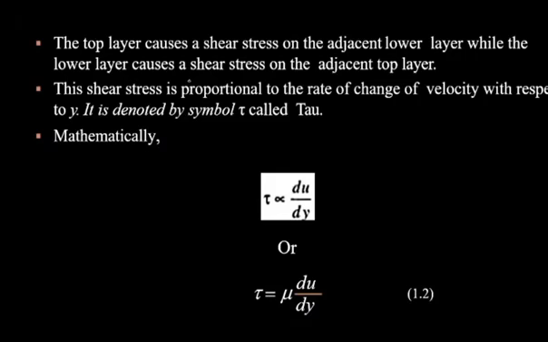The top layer causes shear stress on the adjacent lower layer, while the lower layer causes shear stress on the adjacent top layer. This shear stress is proportional to the rate of change of velocity.